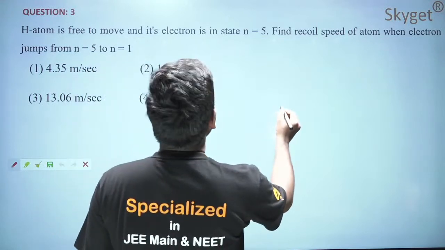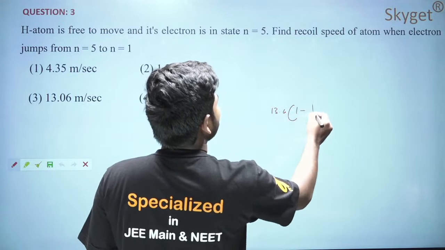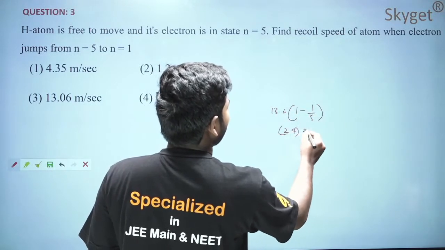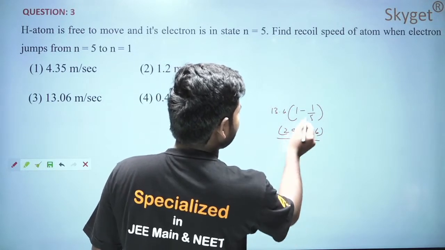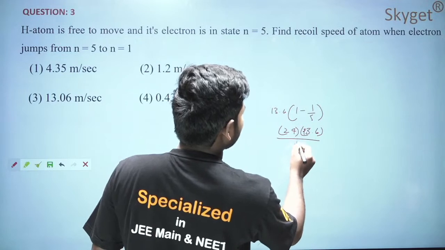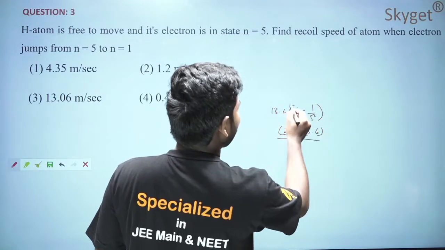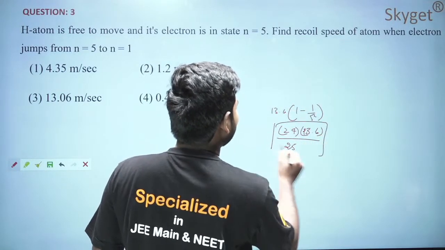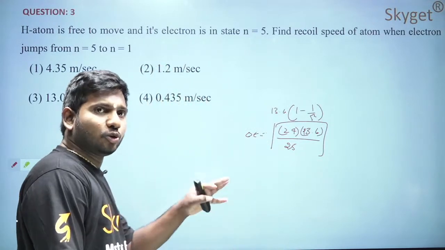The difference in energy is 13.6 into (1 minus 1 by 5 square), that is 25, so 13.6 into 24 by 25. This is that energy difference. So we know the energy difference.